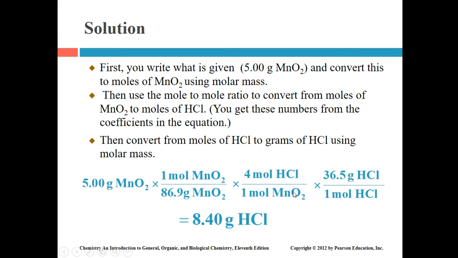Okay, so now the moles of MnO2 have canceled out, the grams of MnO2 have canceled out, we're now at moles of HCl. We need to convert to grams of HCl, so you look up the molar mass: chlorine is 35.5, hydrogen is 1, you add it together and you get 36.5 grams is the mass of 1 mole of HCl. By putting it this way, the moles of HCl will cancel out, and the only label you have left is grams of HCl. So now you're going to multiply 5 times 1 times 4 times 36.5, all divided by 86.9 times 1 times 1. And when you do, you get 8.40 grams of HCl.